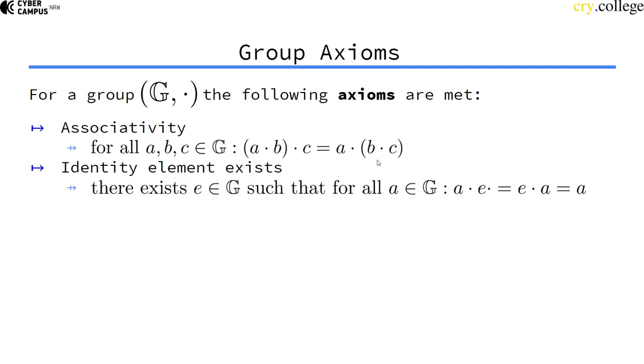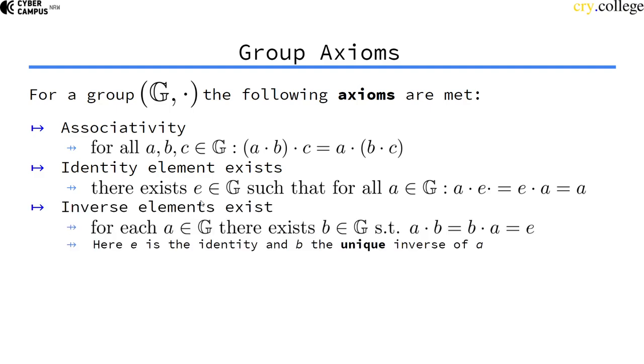So an identity element exists. That means we have one element within the set of the group that, if we combine it with the binary group operation, we get the element. So if you think about multiplication, this identity could be the one, for example, because if you apply any number by one, you get the same number.